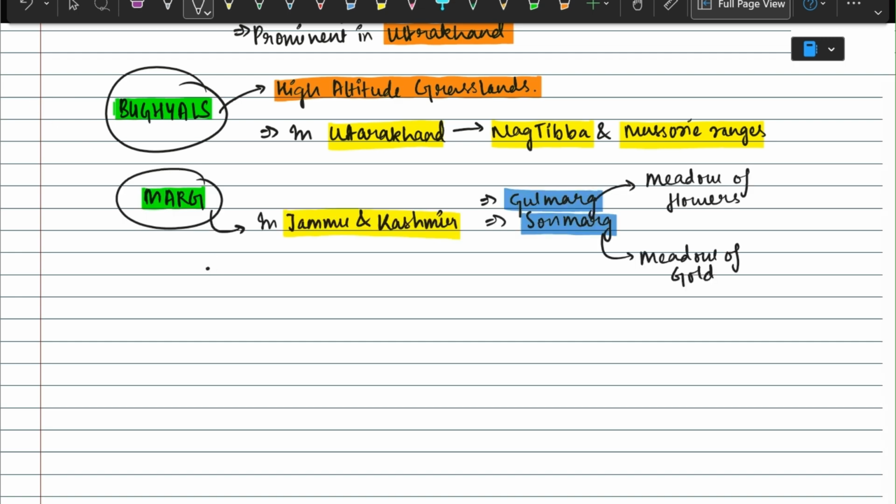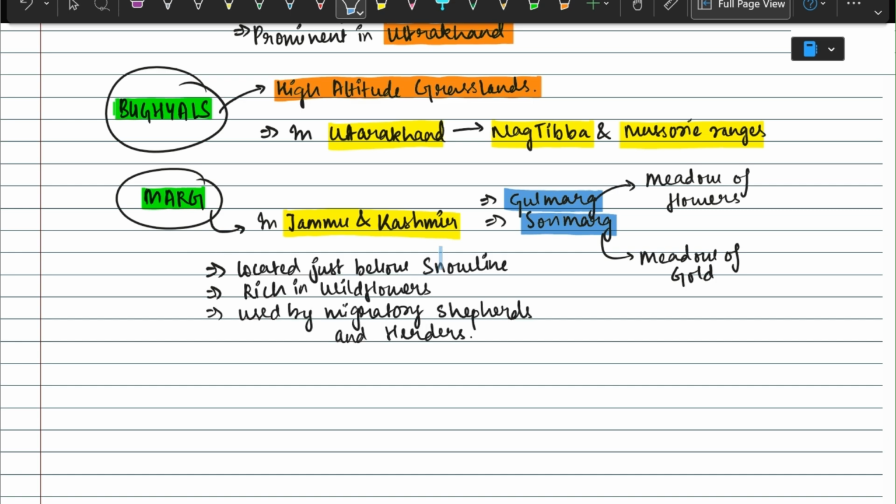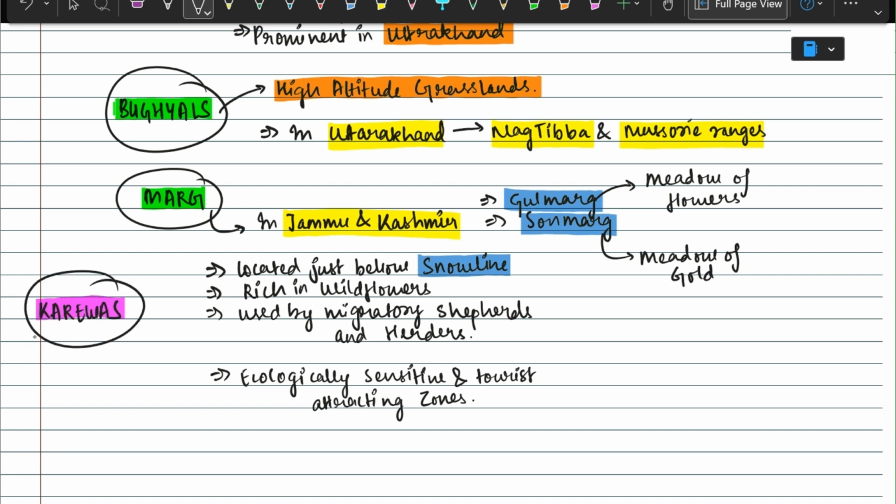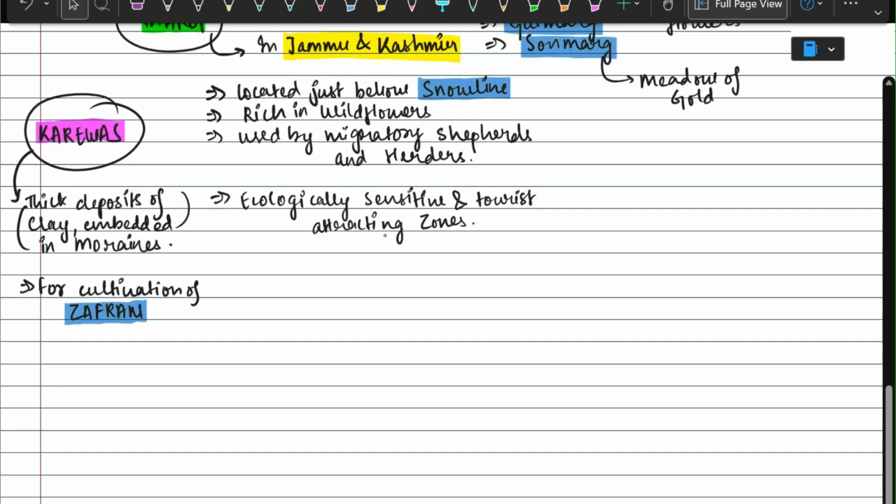These are located just below the snow lines, and they are rich in wildflowers and also used by migratory shepherds and herders. And if you're wondering what snowline is, we'll cover that further in the video. Also, these margs and the bughyals are ecologically sensitive and tourist-attracting zones. Another notable feature is the formation of karevas, which are thick deposits of glacial clay embedded in the moraines. These are used for the cultivation of saffron, which is the local variety of saffron.